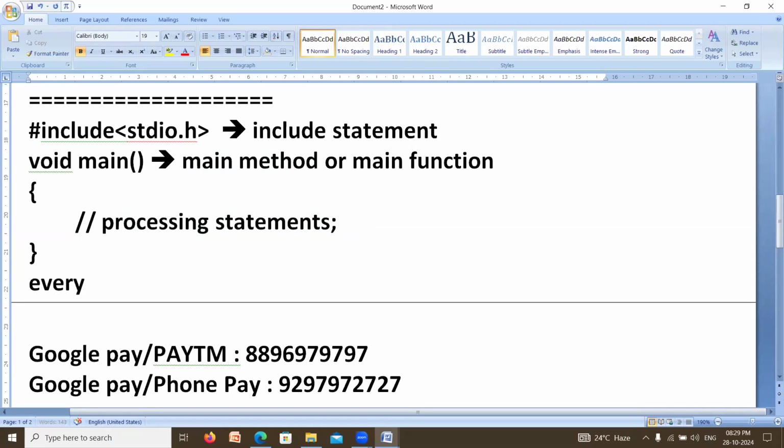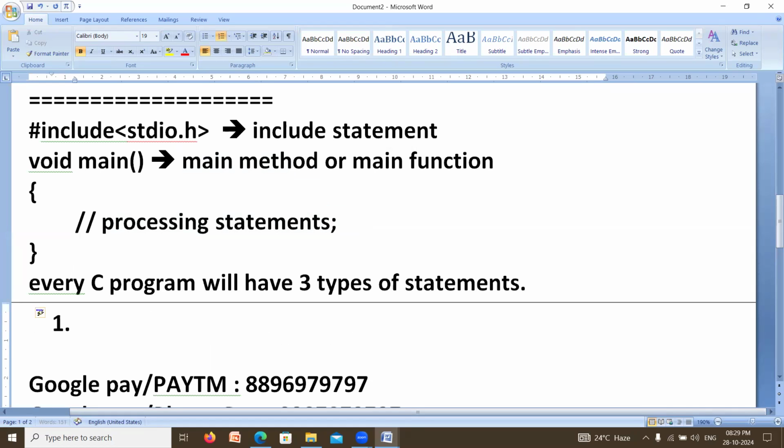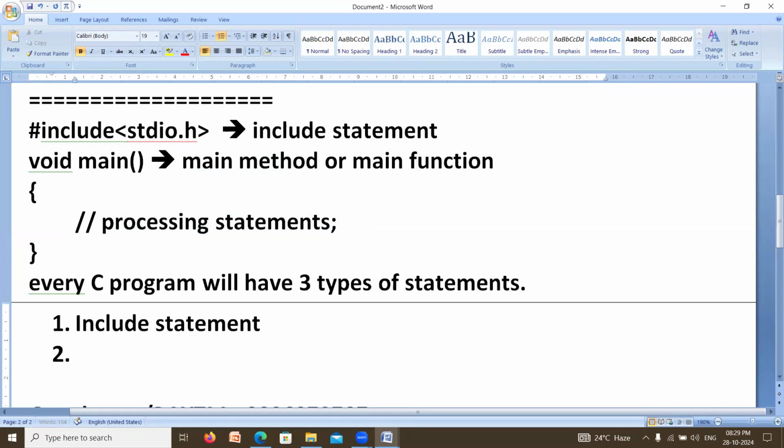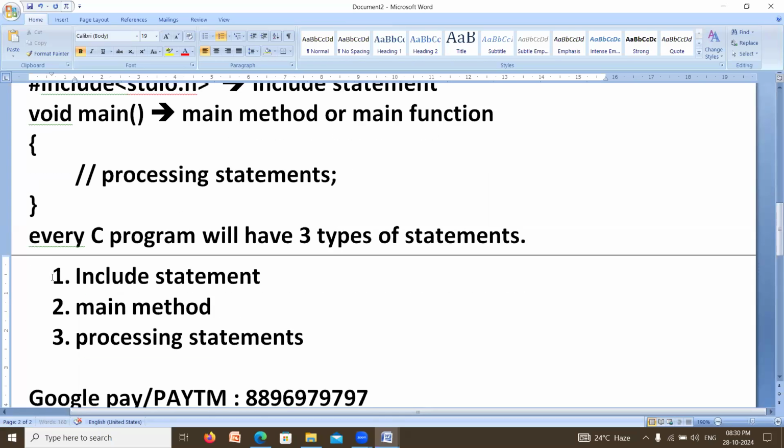Every C program will have three types of statements. One is the include statement. Second one is the main method. Third one is the processing statements.